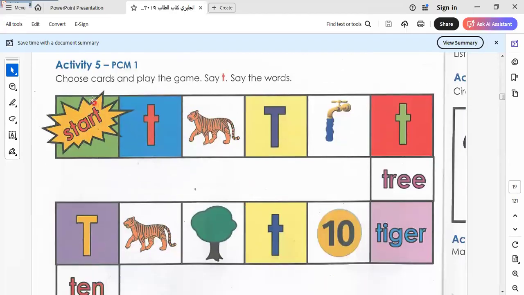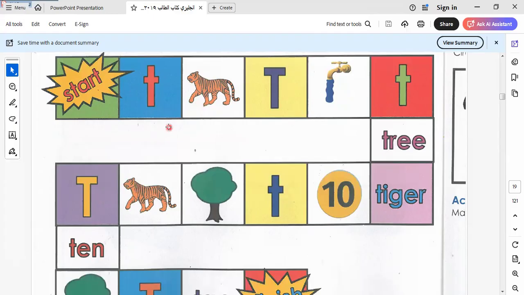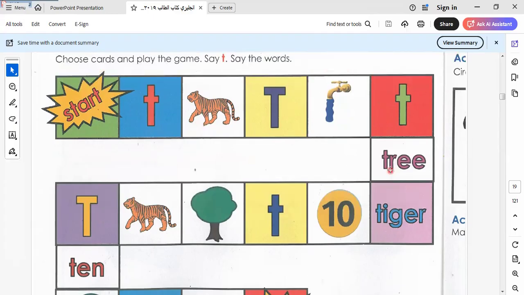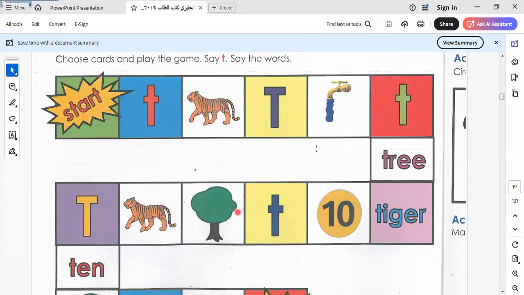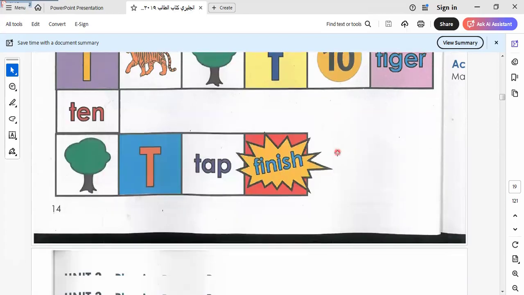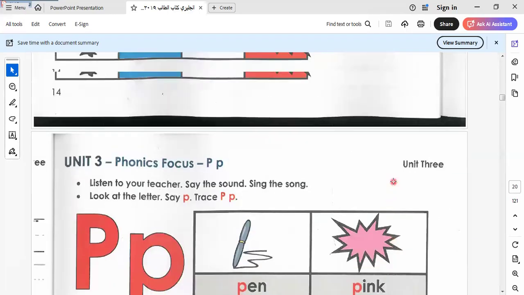Here we have choose cards and play the game. Say T, say words. Here we select with these cards the words that start with letter T. Here we have tree. Which one is tree here? This one. So I select tree by this one. Tiger, this one by this one. Which one is ten here? This one. Tape, which one is tape here? This one. So this is the game. You write the letter and say how to select it.